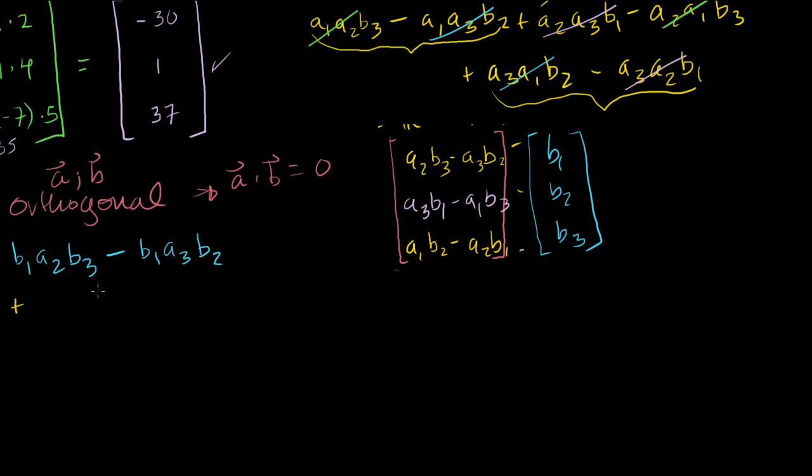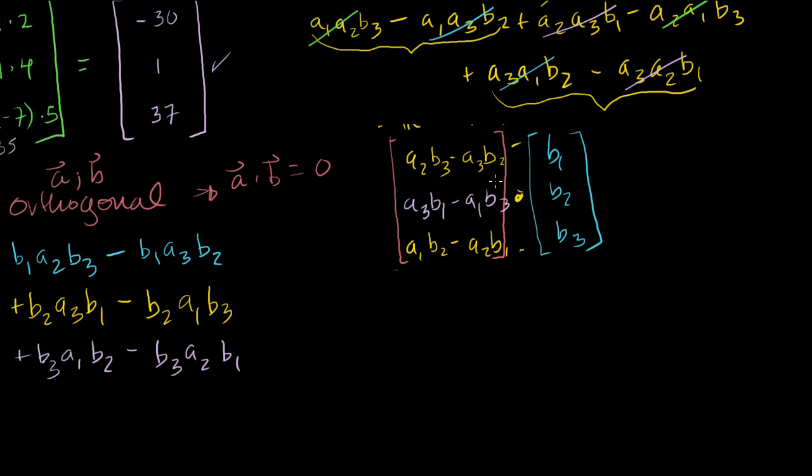This isn't a vector. Remember, when you take the dot product of two things, you get a scalar quantity. So plus B2 times this thing: B2, A3, B1 minus B2, A1, B3. And then finally, B3 times this. So plus B3, A1, B2 minus B3, A2, B1. So if these are definitely orthogonal, then this thing needs to equal 0.